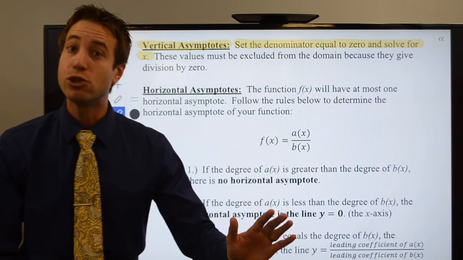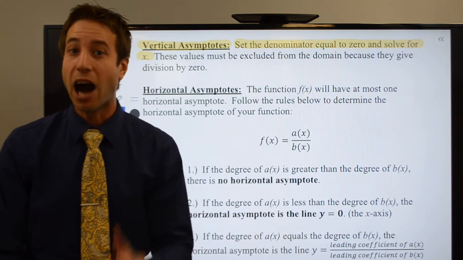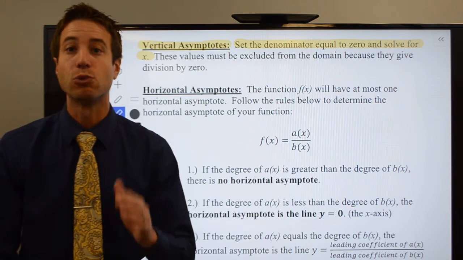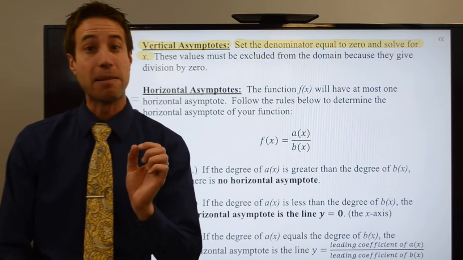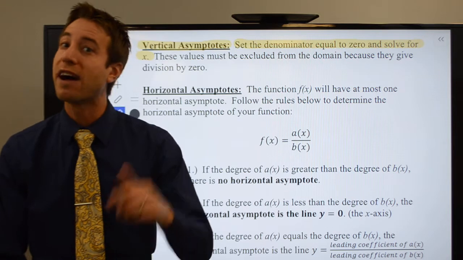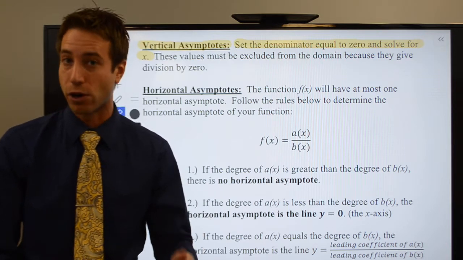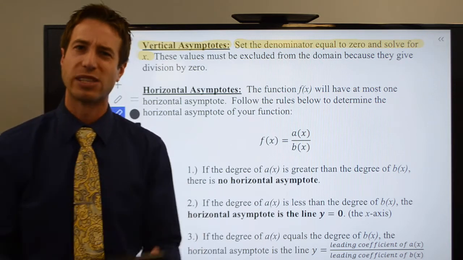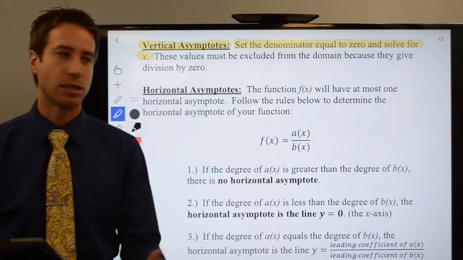Any values you get will be undefined. We'll have to restrict our domain, and in some cases, those values will show up as vertical asymptotes on the graph. And we'll see examples of that as we jump into these problems.